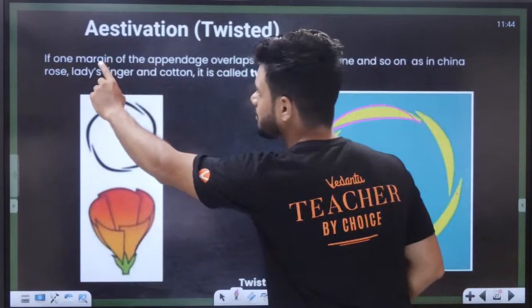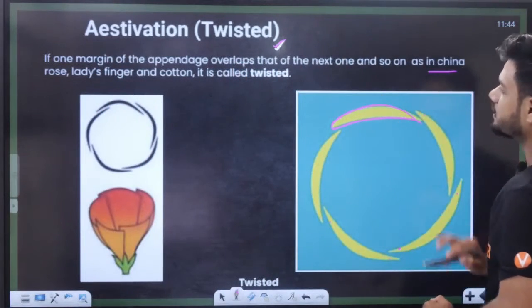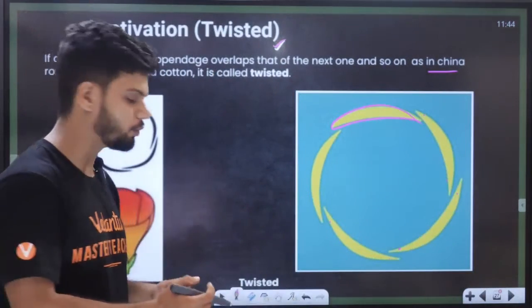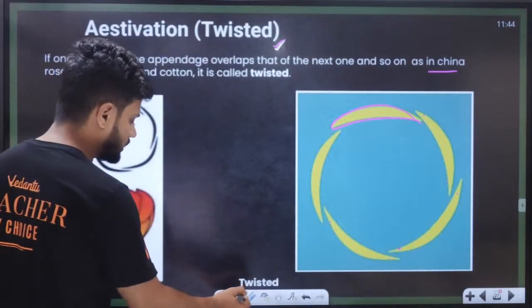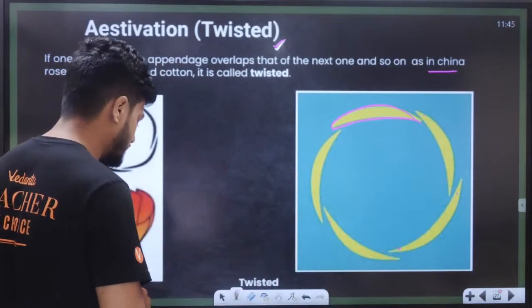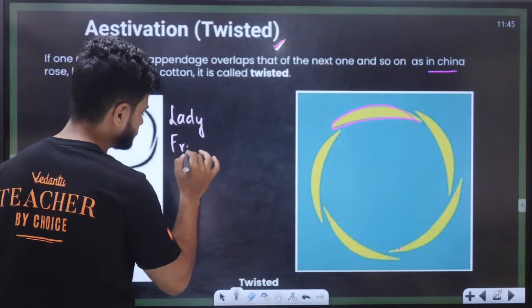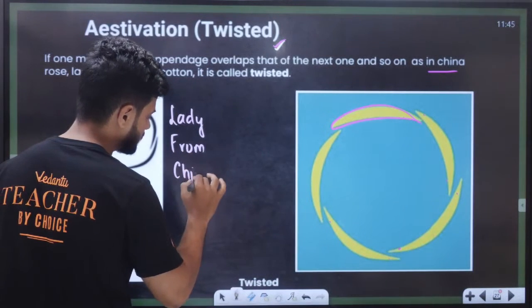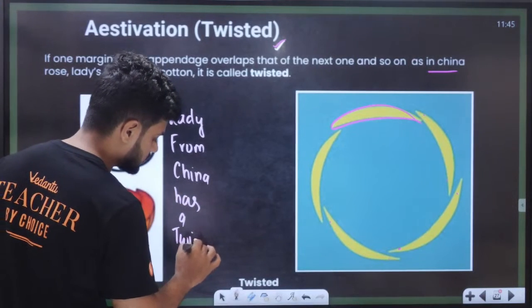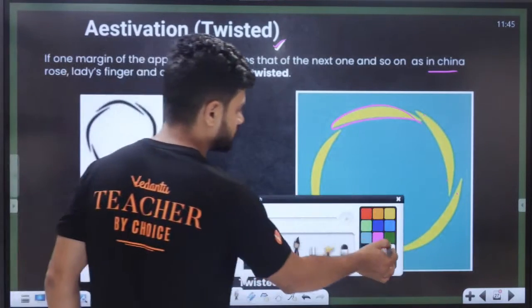That is, if one margin of the appendage overlaps on the next one and so on, it is called your twisted aestivation. So twisted or alternate overlapping. The trick is very simple, students. What is the trick here? The trick here is: lady from China has a twisted cotton. Yes or no? Okay.